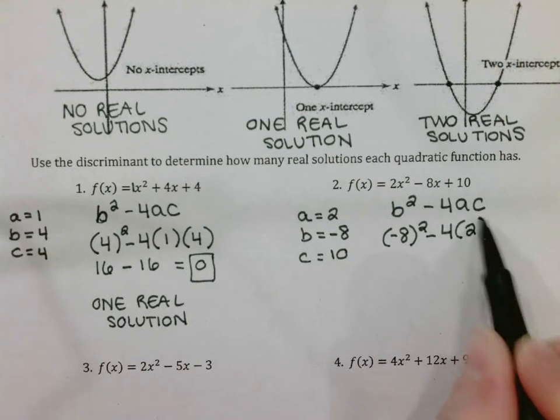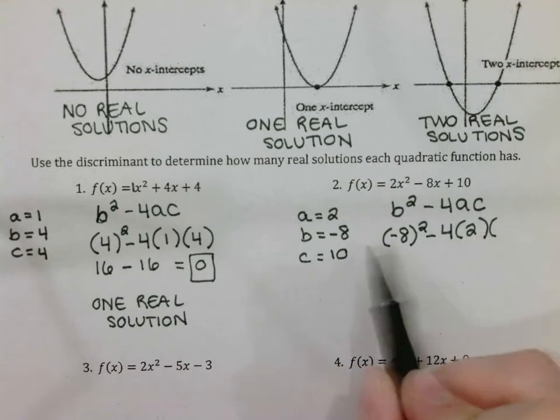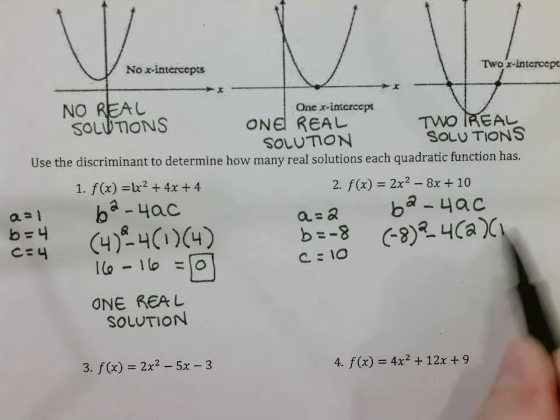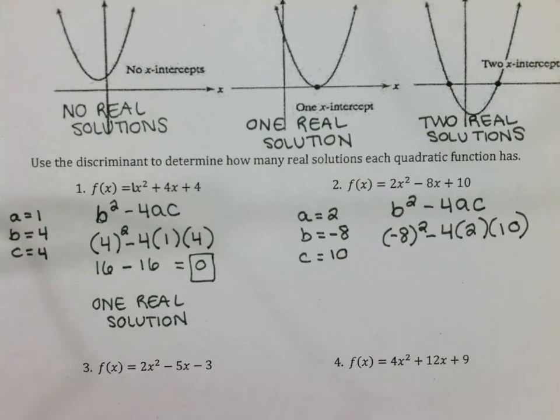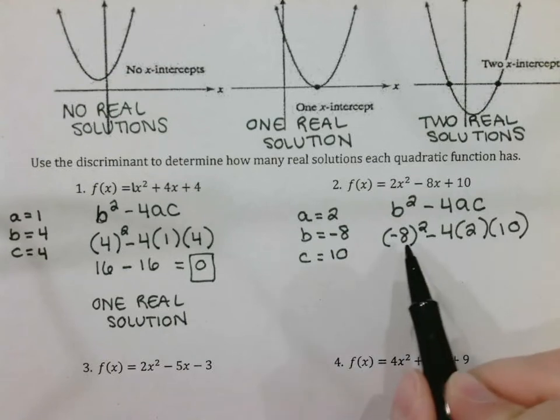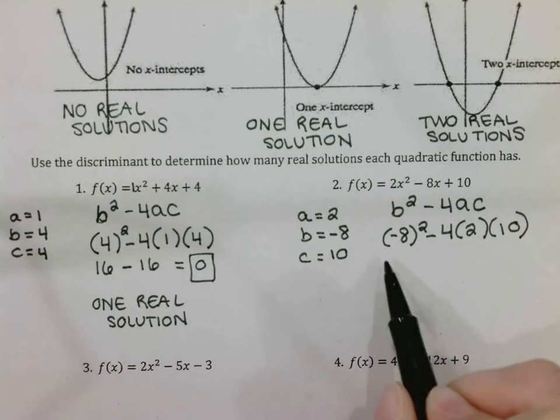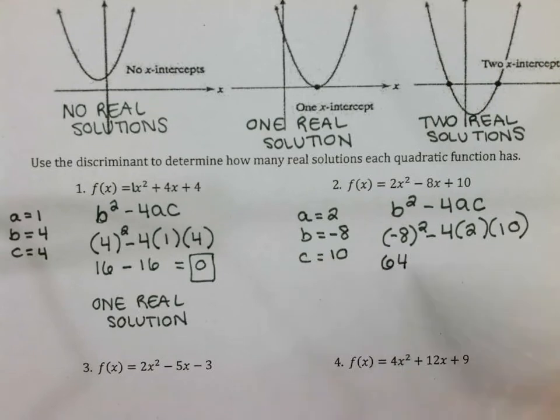2, times c, which is 10. Again, I'd recommend just plugging this right in your calculator, making sure you use those parentheses. But if we do this by hand, let's see, negative 8 squared. Negative 8 times negative 8 gives us a positive 64.